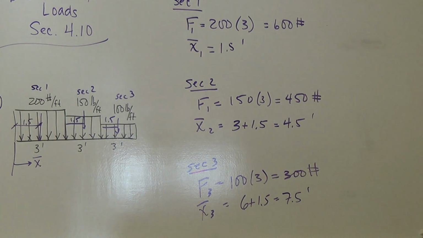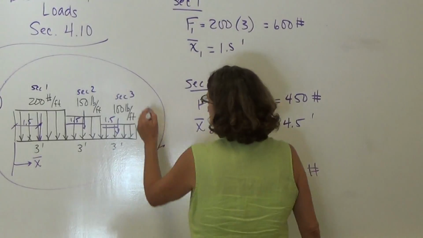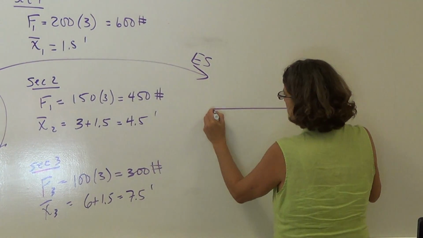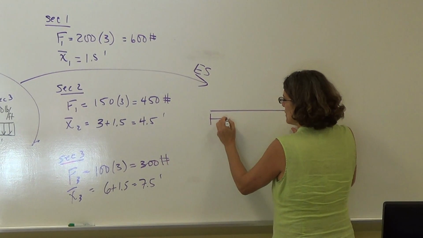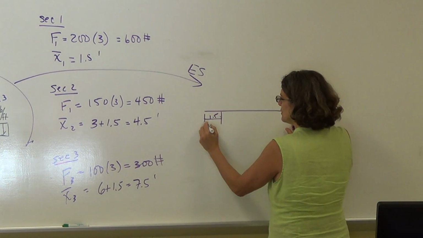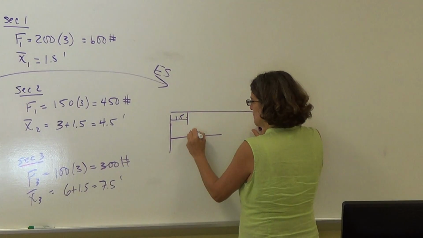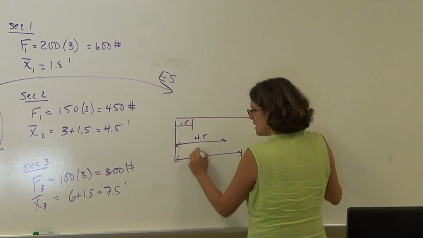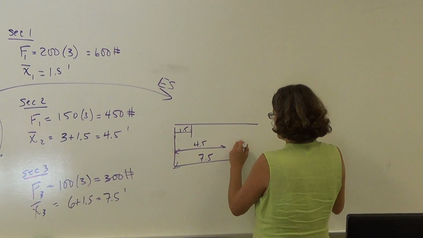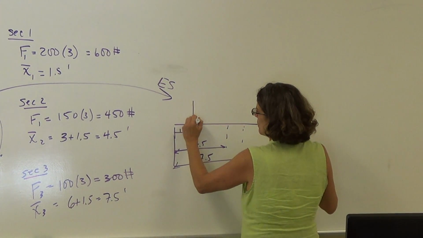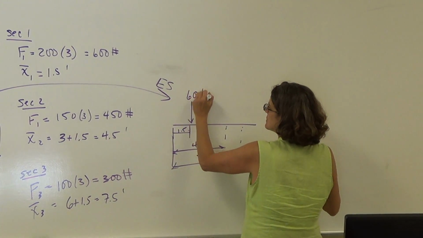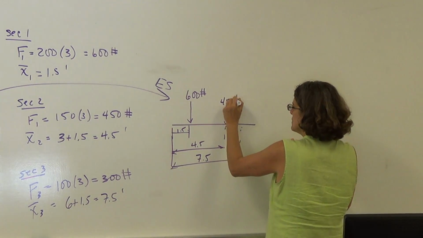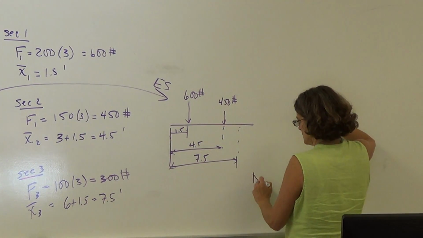So right now we've reduced this to an equivalent system of a beam with forces at 1.5 over, 4.5 over, and 7.5 over. We have a force of 600 pounds. We have a force of 450 pounds. And we have a force, sorry, I didn't draw this to scale.